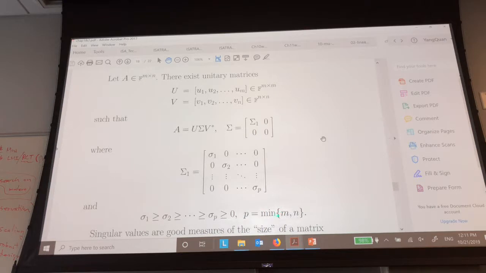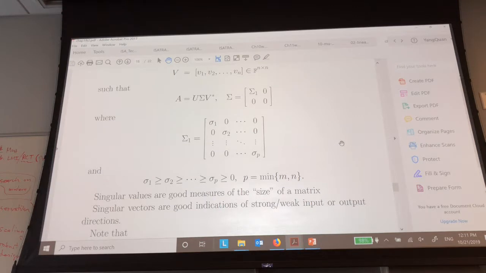And P is the minimum of these. But it may not be true. This is talking about full column rank or full row rank. But it could be smaller even, right? If the matrix is rank deficient. So this may not really be needed. But these are the good measures for the size of a matrix. Otherwise, all are zeros. So this is singular value decomposition. Sigma ones are singular values, and usually we use sigma one as the largest. And these singular values are all positive.